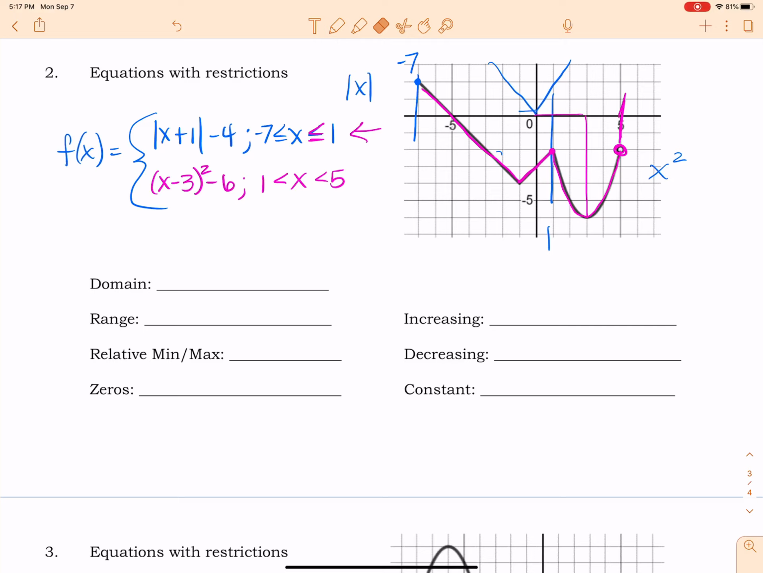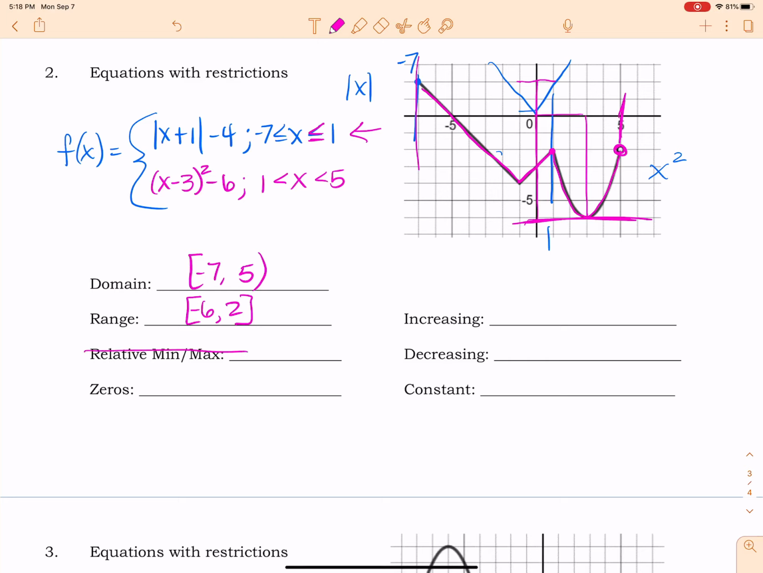All right, so let's fill out our information here. So for my domain, it doesn't go lower than -7 to the left, and to the right it doesn't go past 5. So it includes -7, but there's an open circle at 5, so that's my domain right there. My range starts down here at -6, and it covers everything up to +2. So it is going to look like this. There's my range.